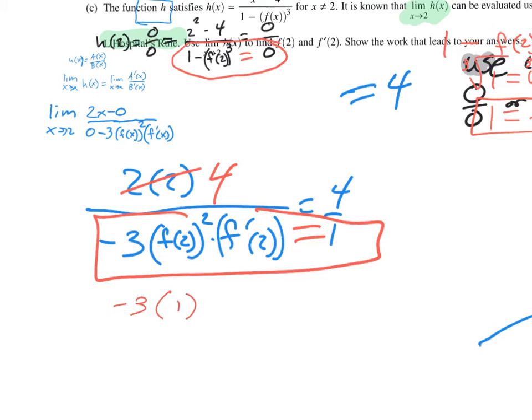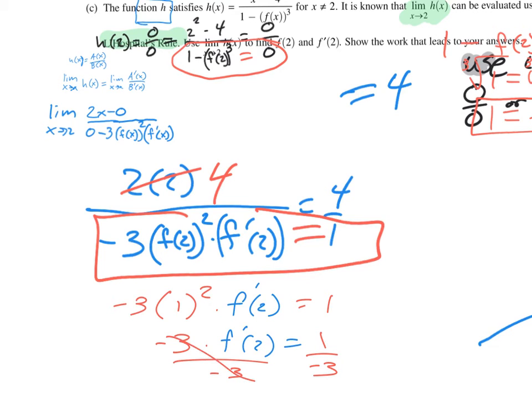F of 2 is really 1 squared times this elusive f prime of 2 that I'm trying to find, and that has to equal 1. Well, this is not that bad. You got negative 3 times 1, which is really just negative 3, times f prime of 2 equals positive 1. Let's just divide both sides by negative 3. And you get f prime of 2 equals negative 1/3.